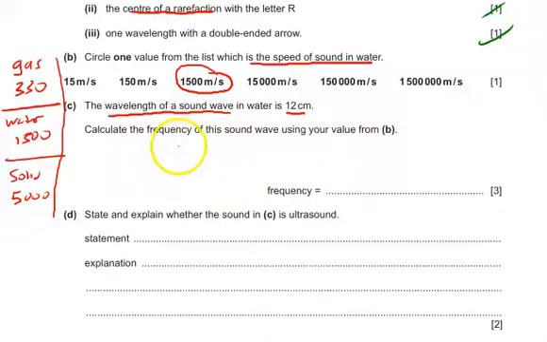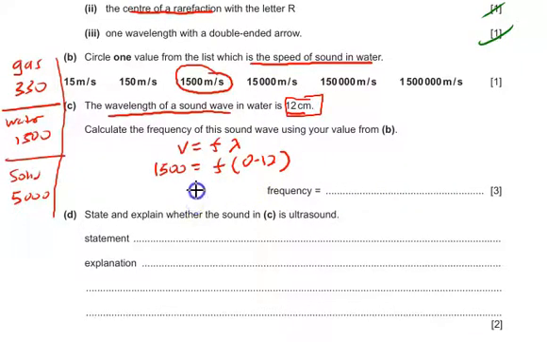So here you have v equals frequency times lambda, where lambda is the wavelength. The speed is about 1500. Change the wavelength into meters, so 0.12. The frequency is 1500 divided by 0.12, so I'm getting about 13,000 hertz.